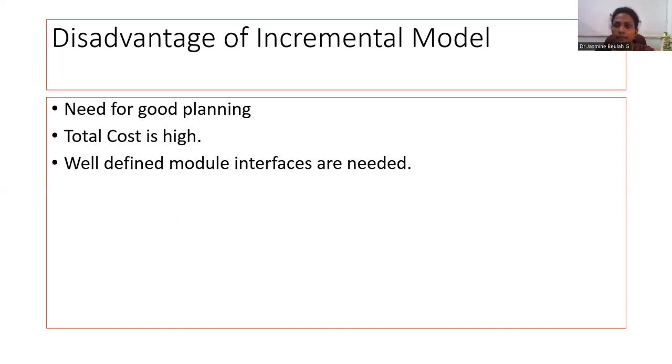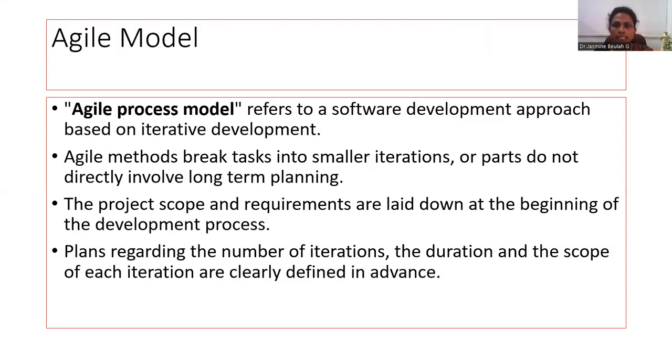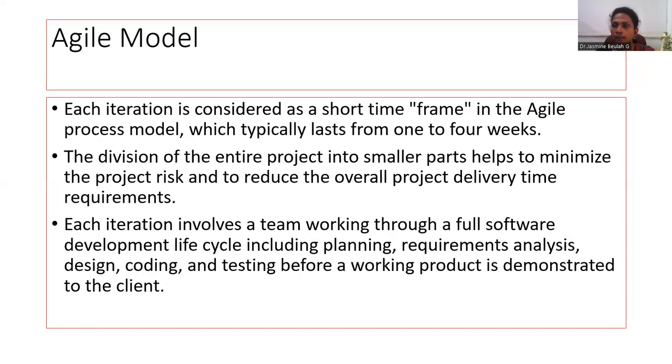As the incremental model has a few disadvantages, we try to overcome them in the next model, which is the agile model. The agile model refers to a software development approach based on iterative development. An agile model breaks tasks into smaller iterations or parts that do not directly involve long-term planning. So every iteration requires only short-term planning. The project scope and the requirements are laid down at the beginning of the development process, and the plans regarding the number of iterations, the duration, and the scope of each iteration are clearly defined in advance.